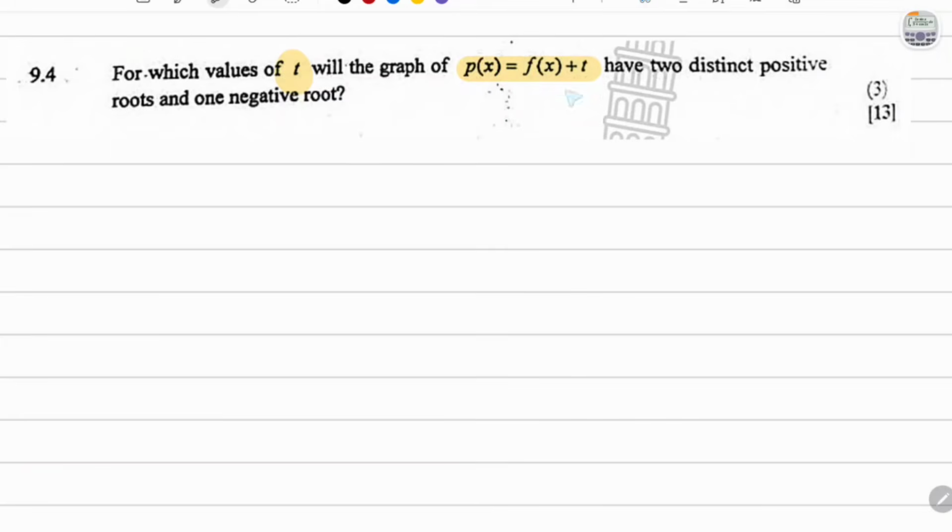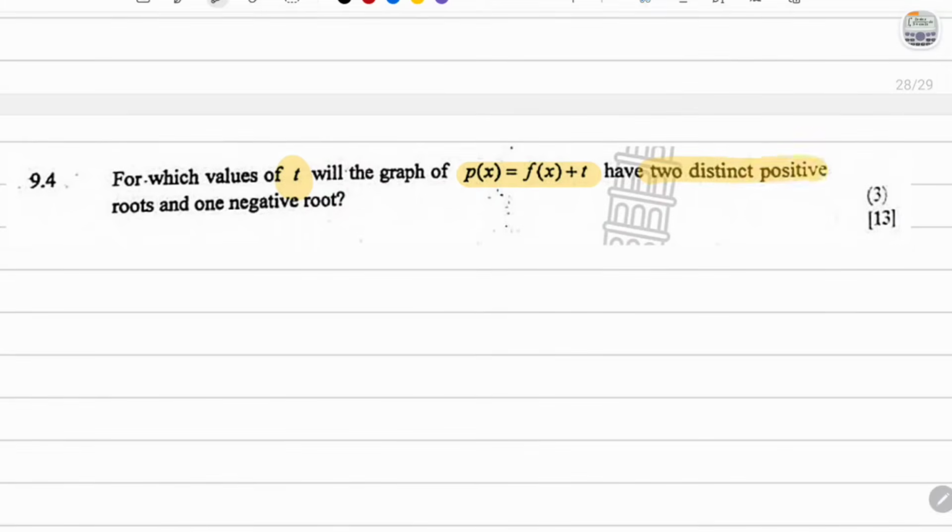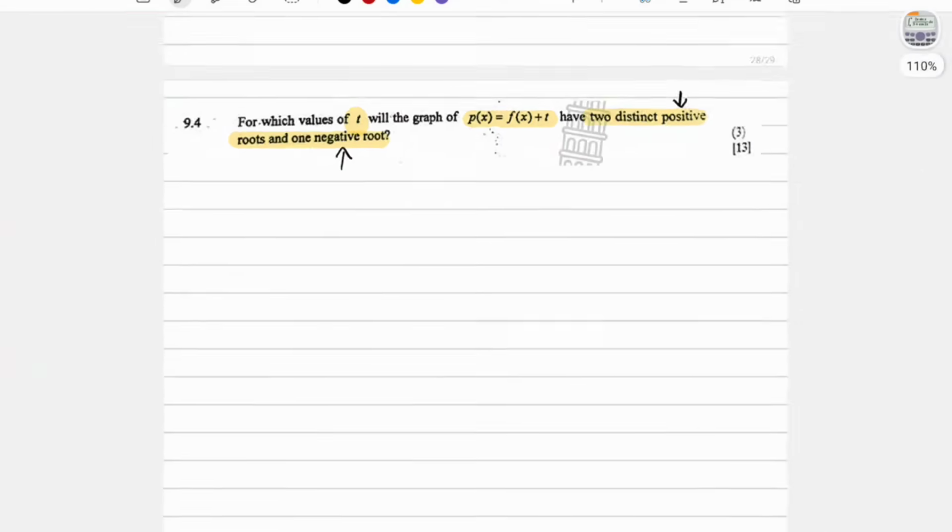So this is a new graph when we're adding t, have two distinct positive roots and one negative root. You can't use delta here because we're working with a cubic function, one. And secondly, they're asking for very specific roots. When they start asking for things like positive and negative roots, you can't really use delta for that. Delta doesn't manipulate roots to that extent. So we need our graph.